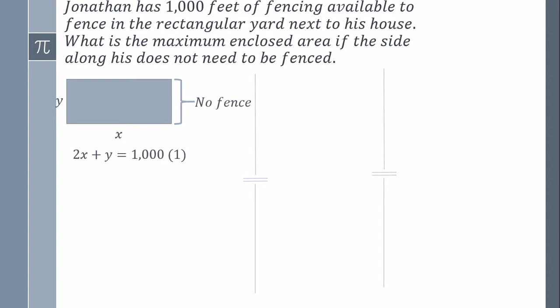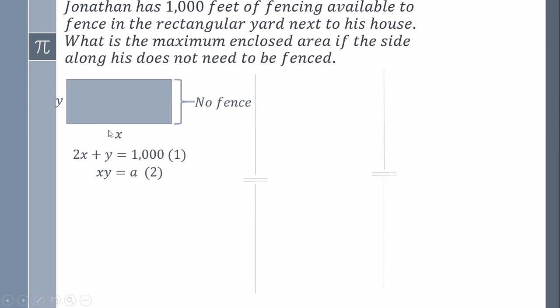So if you notice here, when we are creating our first equation, we know that the perimeter is the sum of the fence, but we don't need to fence this one. So instead of putting two times y, we just need one. This is the main difference and the tip of the problem. We have 2x, which is 2 times the x side, plus y, and this is going to be 1,000 feet.